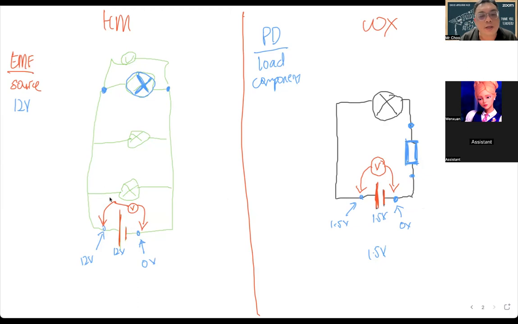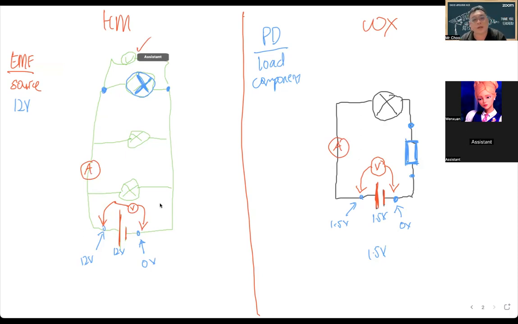For EMF, it increases the value. For PD, it decreases the value, because for PD, energy is used. For EMF, energy is supplied. Are you clear about this? Are you clear why the ammeter is in the circuit, and the voltmeter is just measuring the difference? Is that clear? So this voltmeter is correct.